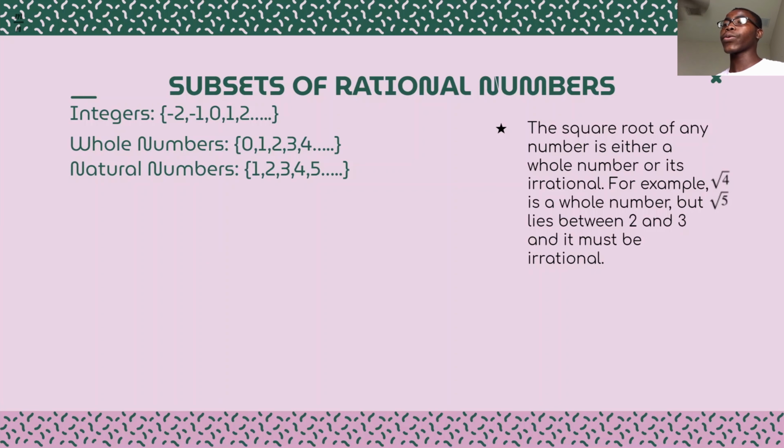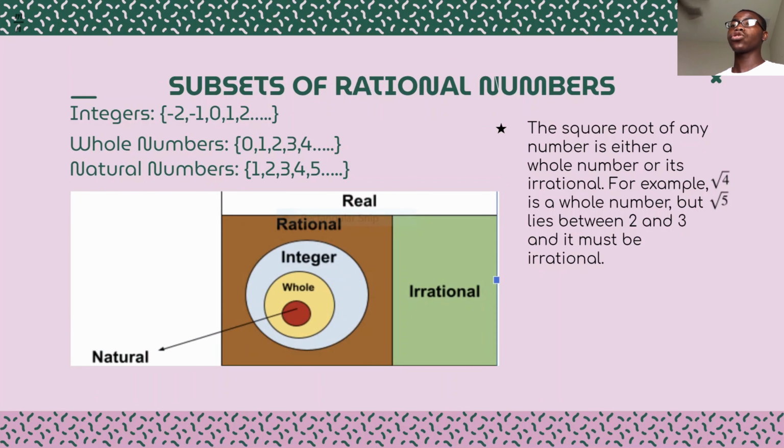For example, the square root of 4, which is equivalent to 2, is a whole number, but the square root of 5 lies somewhere in between 2 and 3, and that must mean that it's irrational. I have this chart to help you visualize how the subsets relate to each other. Take a look at that for some time.